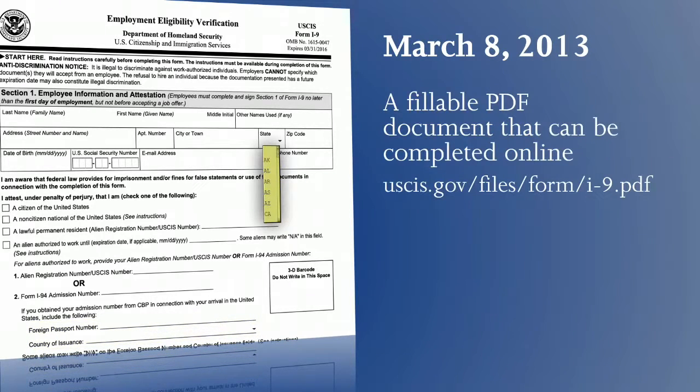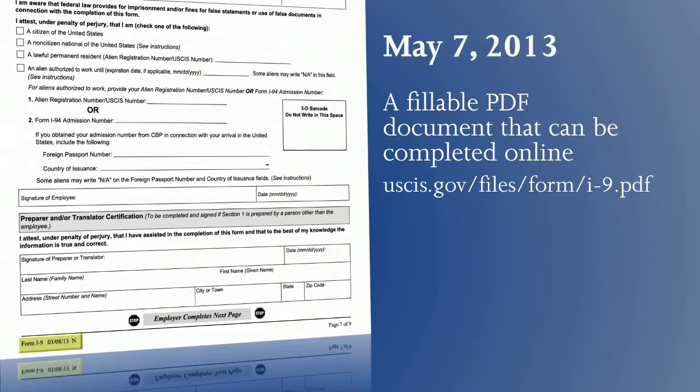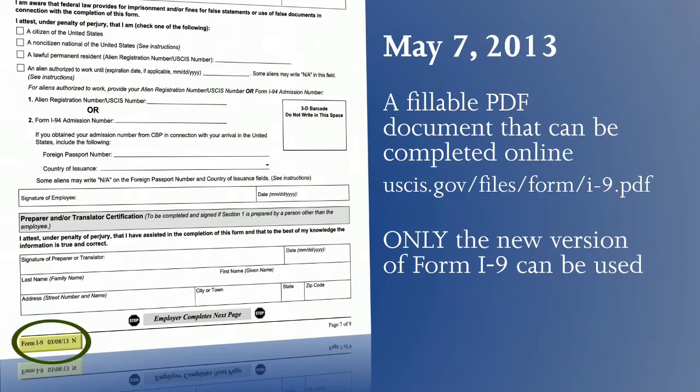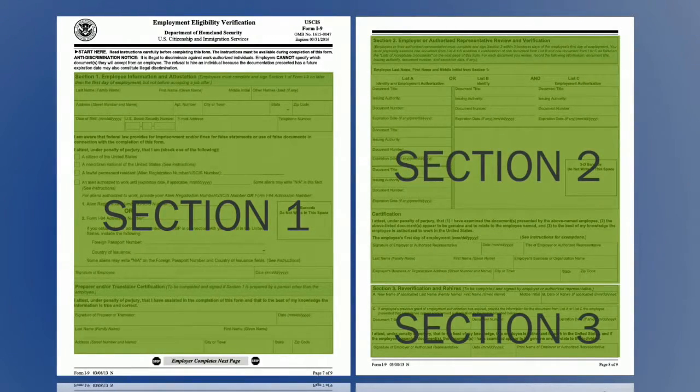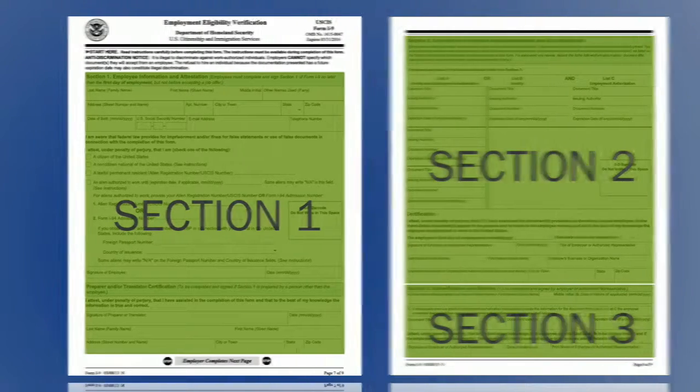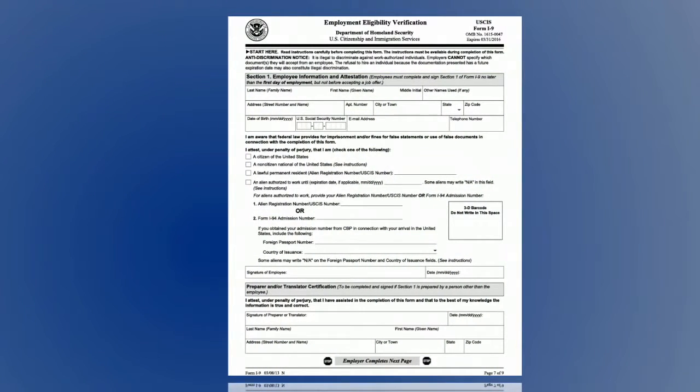And for added convenience, the form is a fillable PDF document that can be completed online. Beginning May 7, 2013, only the Form I-9 3/8/13 revision can be used. Form I-9 includes 3 sections and is now more than 1 page. This video briefly describes Section 1 of Form I-9 and helpful reminders about how to properly complete the form.